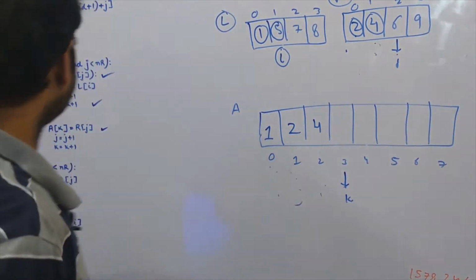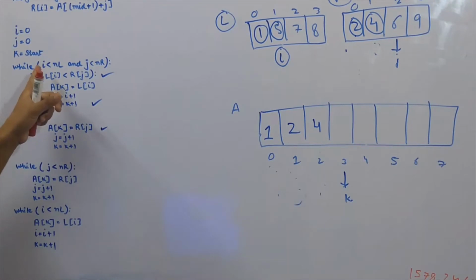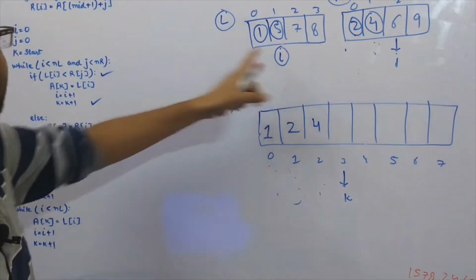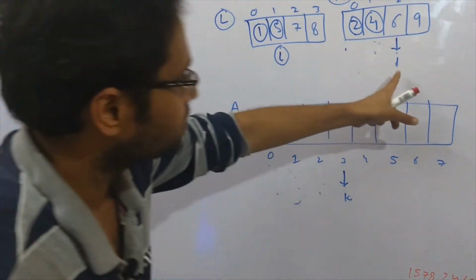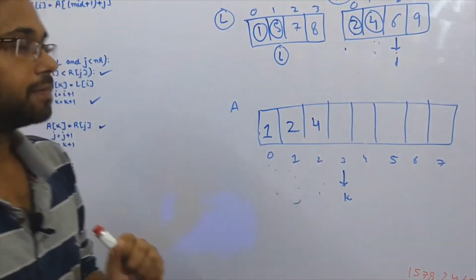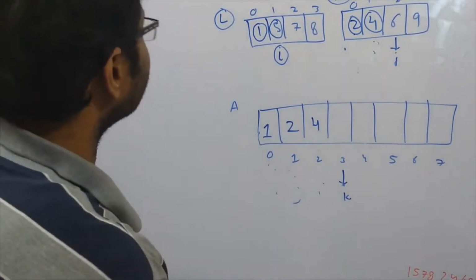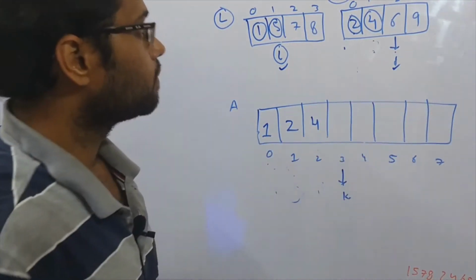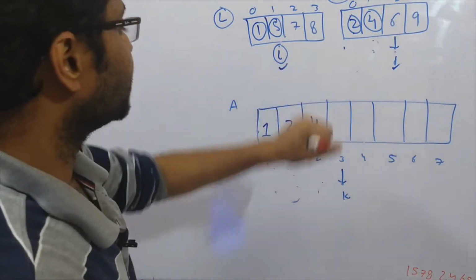Now we again loop through the array and check whether i is less than NL. It is true, i is less than NL, and j is less than NR. Yes, j is also less than NR. So we will compare the ith element of the left array with the jth element of the right array. So 5 and 6 are compared.